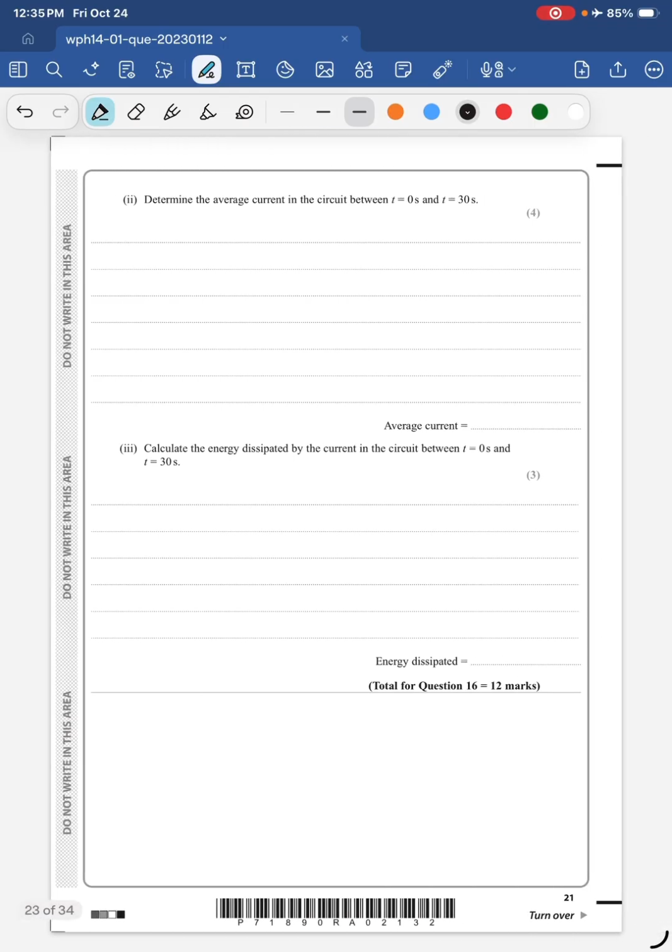Right, so question 2. Determine the average current in the circuit between 0 and 30 seconds. Okay, so C, the capacitance, is Q over V, right? So Q is CV. Then the current is Q over time, right? So Q is IT.